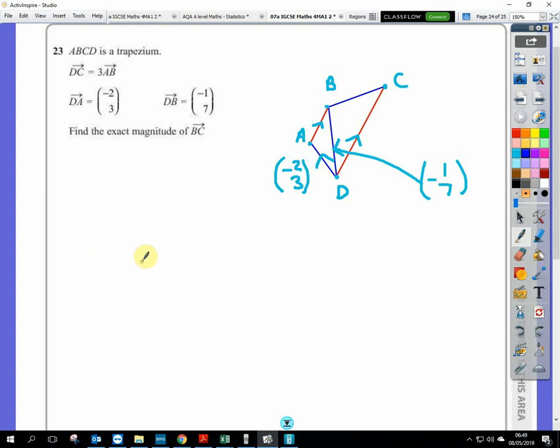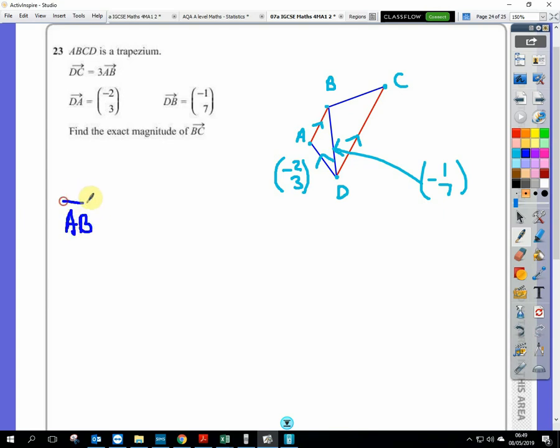So we're trying to find a route to get from B to C. Now, what do we know? We know that DC is 3AB. An ideal route would be to go from B to D and then D to C. But the problem is, we don't know what DC is. All we do know is that it's 3AB. But we don't know what AB is either. So we're a bit stuck. So my first job is to try and work out what vector AB is.